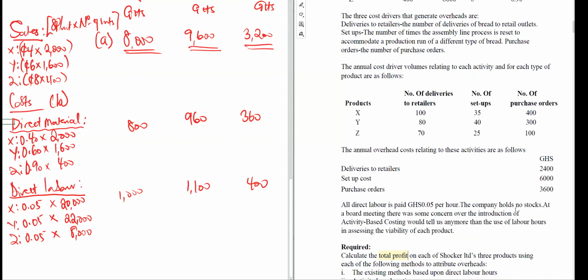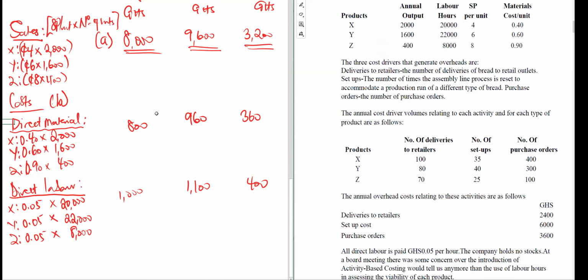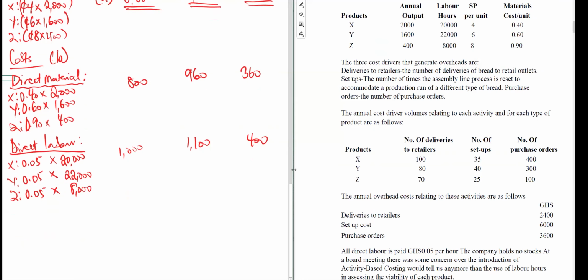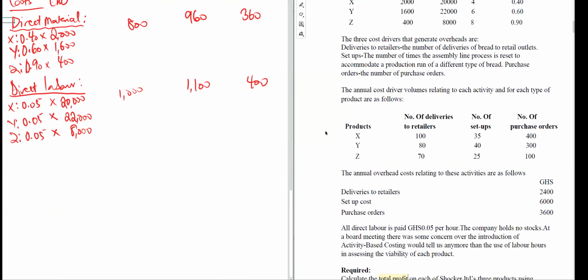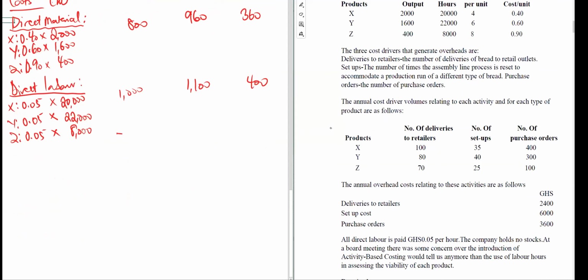Now, were there any direct expenses? Not that we know of, right? They didn't mention anything apart from the overhead. It means that the sum of this is the prime cost, because prime cost is the sum of all direct costs. So the only direct cost we had is this. When we put this together, we easily get our prime cost, which is 1,008 for this one.